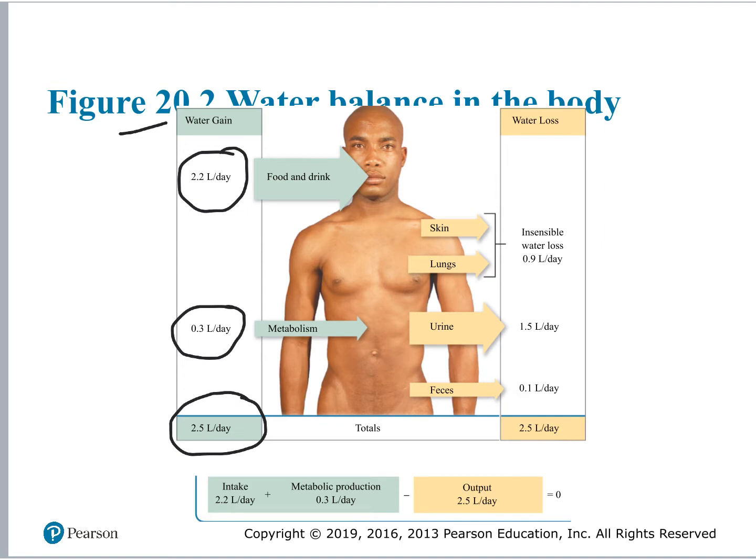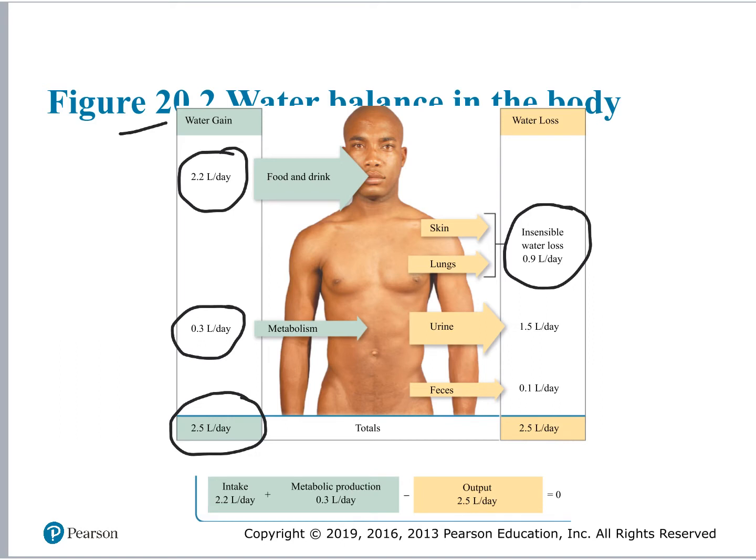So how do we get rid of excess water? First, we lose 0.9 liters a day in what we call insensible water loss. It's through the skin and through the lungs. We're not aware of it. As we breathe out, our breath has some fluid in it. Our skin will sweat, and then it'll evaporate the water.